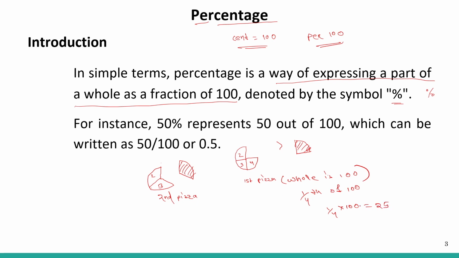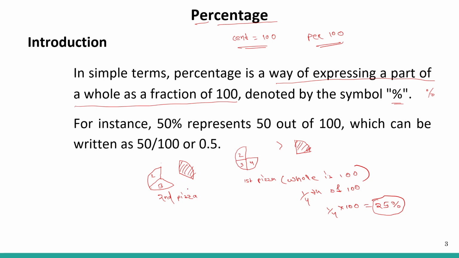So since we showed this part as a fraction of the whole, if the whole is 100, then what we got was 25. So 25 will be called 25%. So 25 per 100. If the whole was 100, then what you got was 25%.